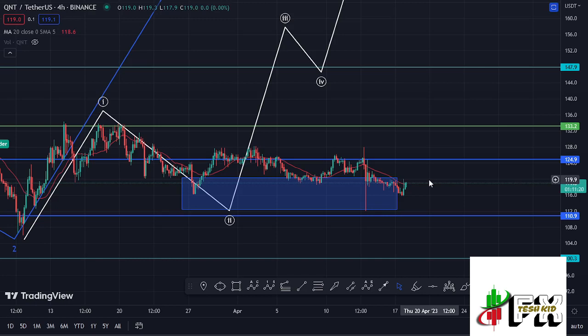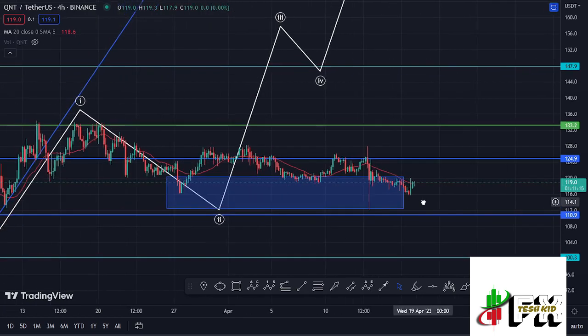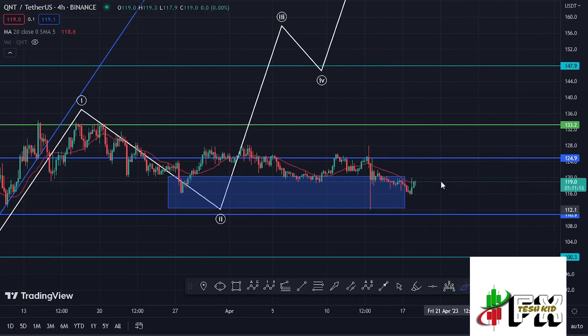Welcome back to Teshkid FX for another Quant price prediction update, which at the time of this recording is holding above the 20-day MA here on the 4-hour chart, which is now acting as support for us to continue gearing up. The next key area of resistance that I'm watching is at around the $124.9 mark, and on a break above that I'll be expecting to see a successful retest before we can continue gearing up and continue unlocking higher prices.